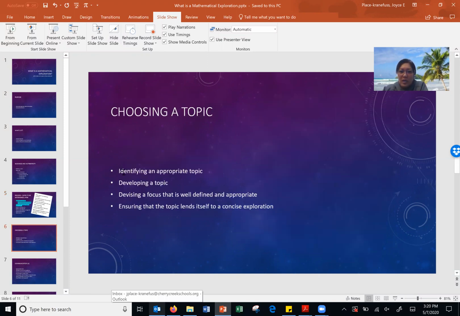So, choosing a topic. You need to identify that appropriate topic. You need to work on developing that topic, devising a focus that is well defined and appropriate, and ensuring that the topic lends itself to a concise exploration. You don't want this to go on forever and ever. You'll see in the assessment details, an IA is approximately 6 to 12 pages long. It is very different than your EE, which has a specific number of words, or your history IA that have other specifications.